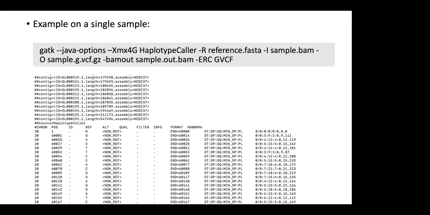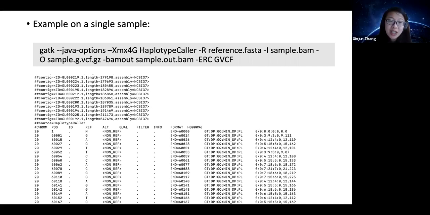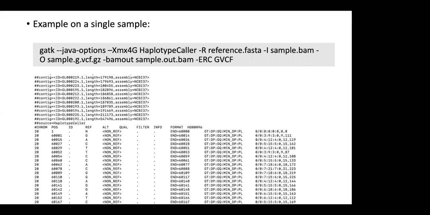So that's a long story of saying the GVCF is a necessary intermediate output, but I don't recommend looking too much into it unless there's definitely something wrong with your VCF. Then you go back to the GVCF to see what happened. Okay. Yeah, that's a great question.